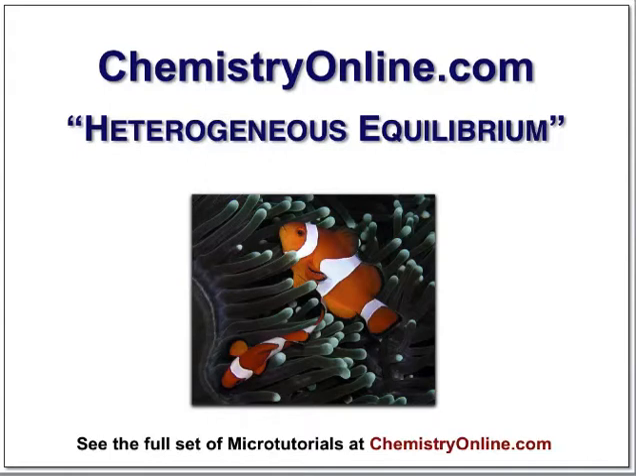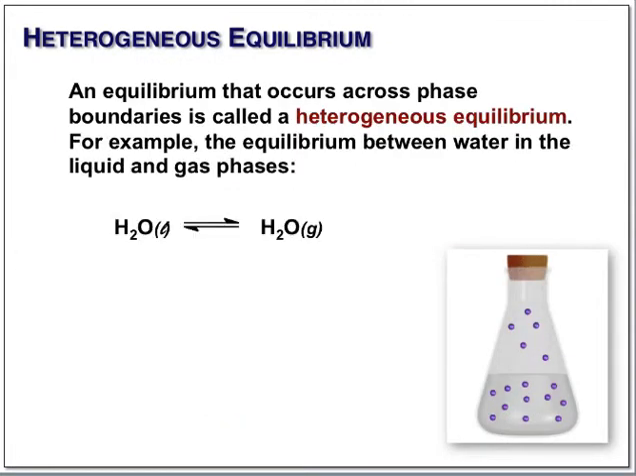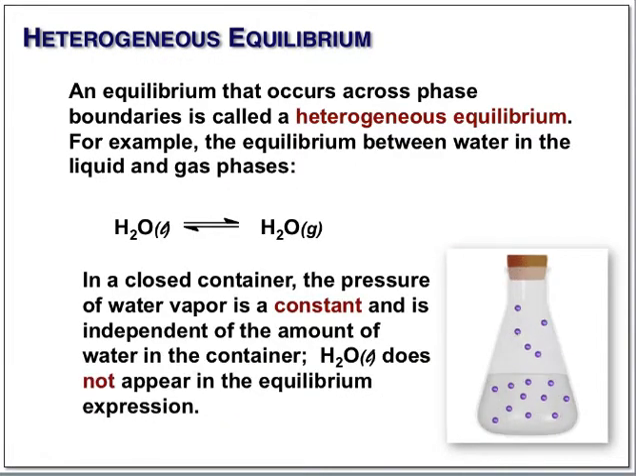Welcome to Chemistry Online. Today we're going to talk about heterogeneous equilibria. If you have an equilibrium that occurs across a phase boundary, this is referred to as a heterogeneous equilibrium.